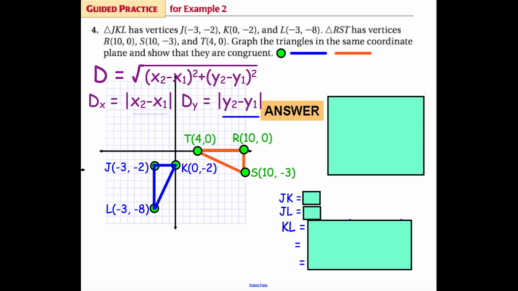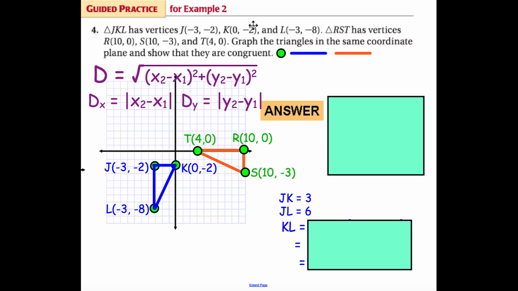And so if I did, say, JK here, if I just did -3 minus 0 and got -3, +3 would be that distance. And you could find JL also by just subtracting the y values, or just counting, I guess, 1, 2, 3, 4, 5, 6, okay?